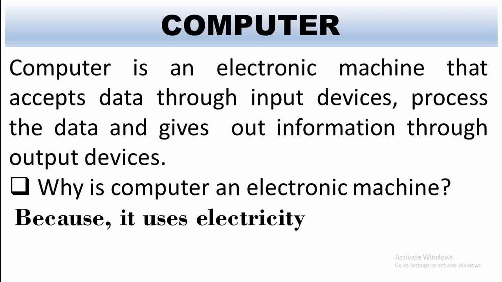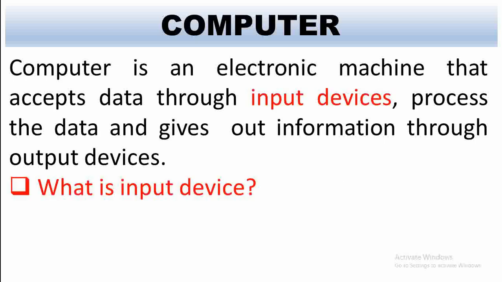A computer is an electronic device because it uses electricity, that is, it requires voltage before a computer can work. That's the reason why portable computers like the laptop always have a battery to power them up. Then we said it accepts data through input devices.